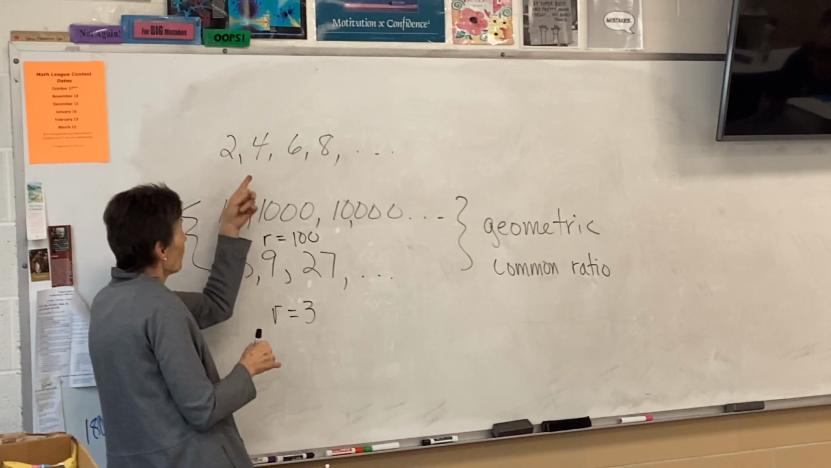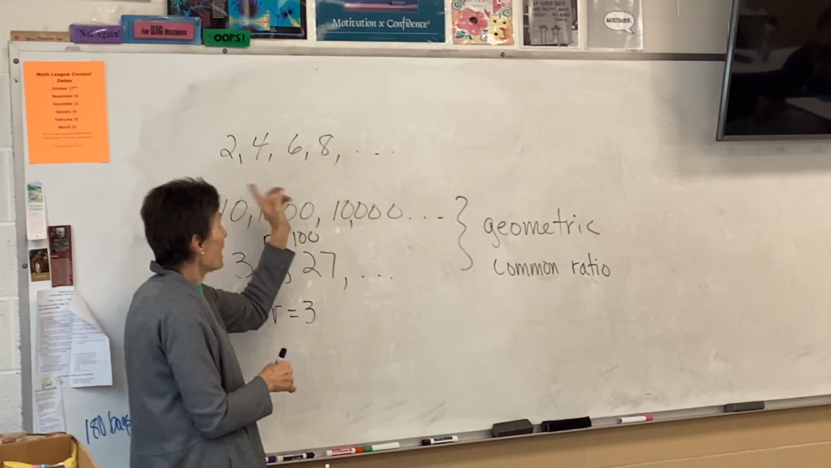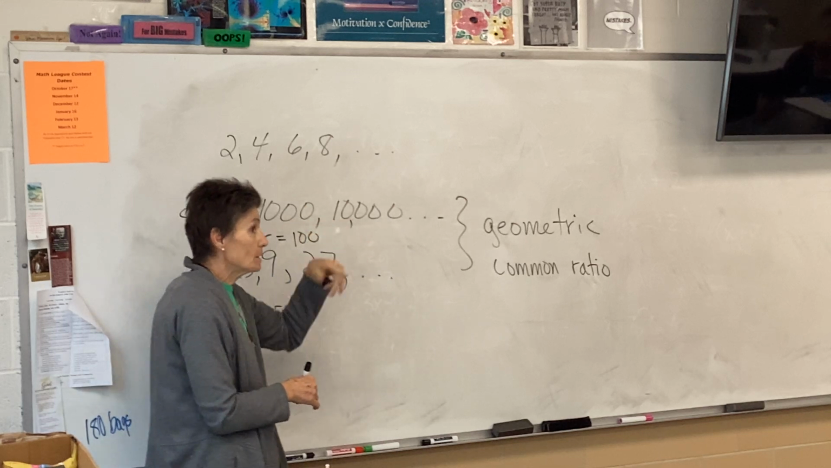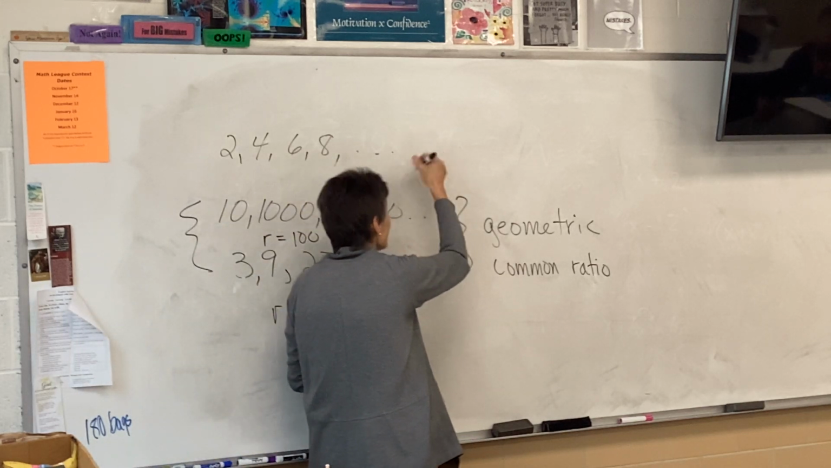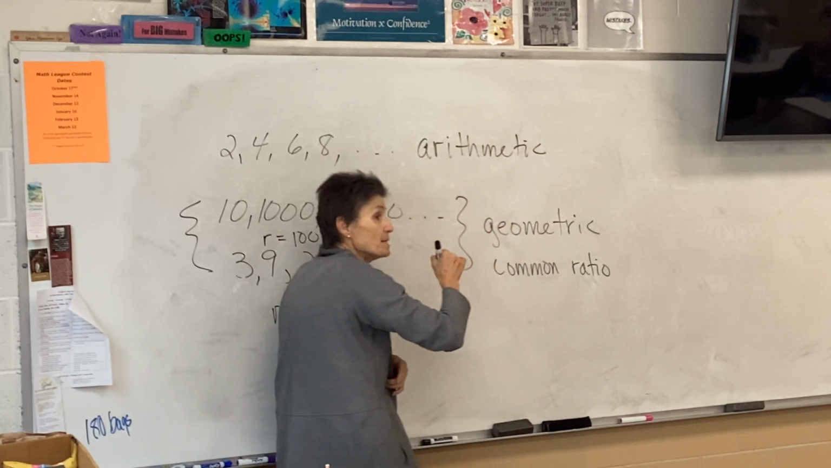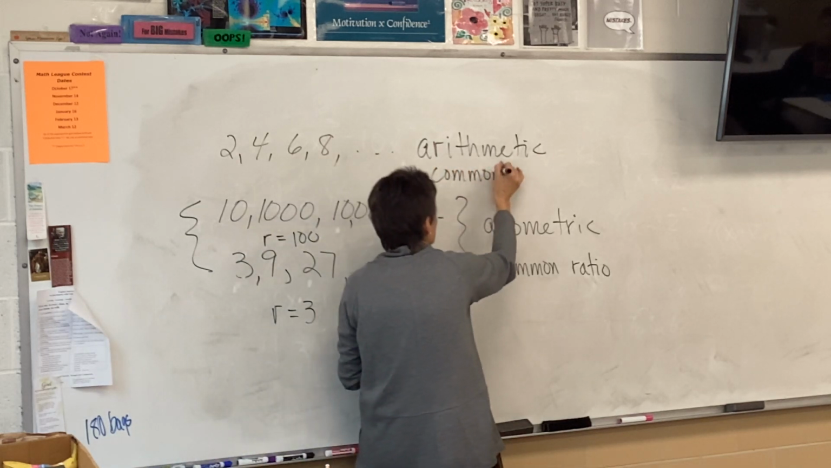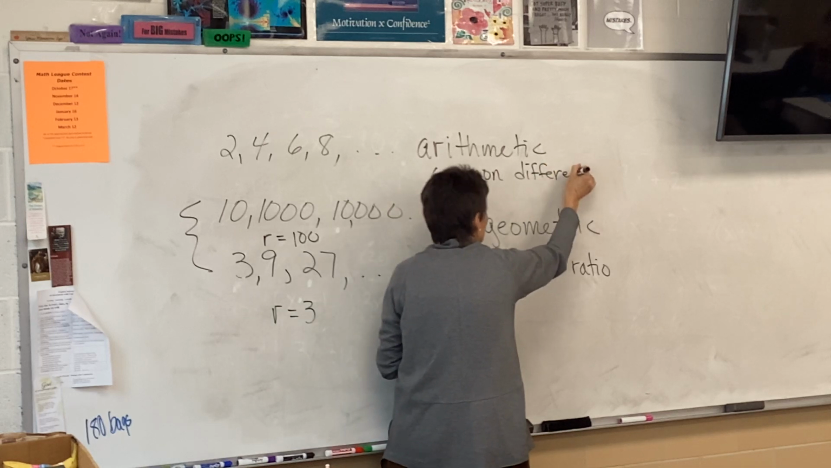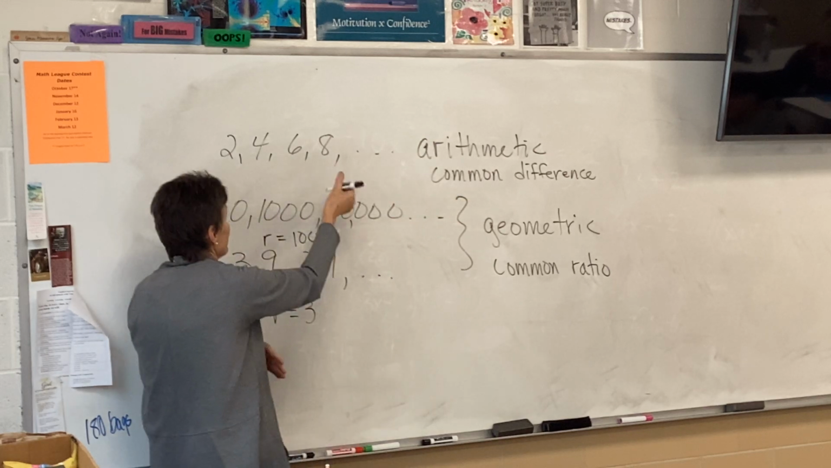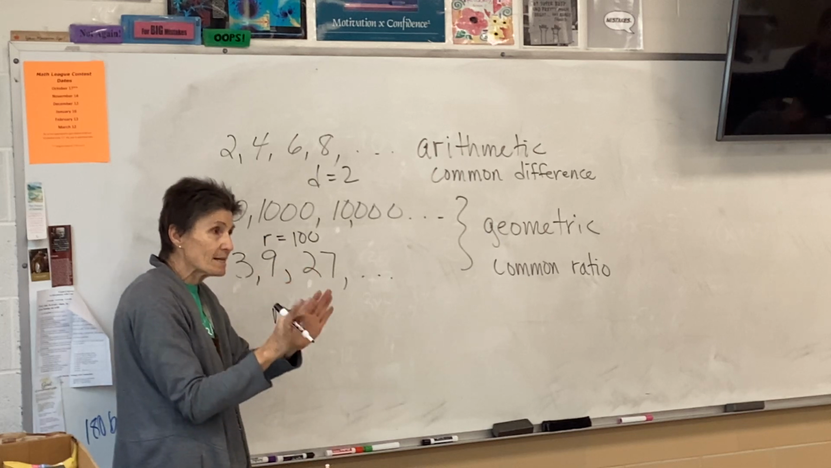Now, that one is not geometric. That's a sequence, you definitely see the pattern, but how are we getting from term to term in that one? We're adding 2. When you get from term to term by adding, the sequence is called arithmetic. And the number that you keep adding is called the common difference. So for this one, the common difference is 2. That's the number we keep adding. Those terms should make sense to you.